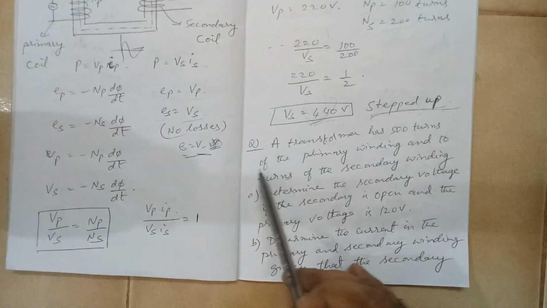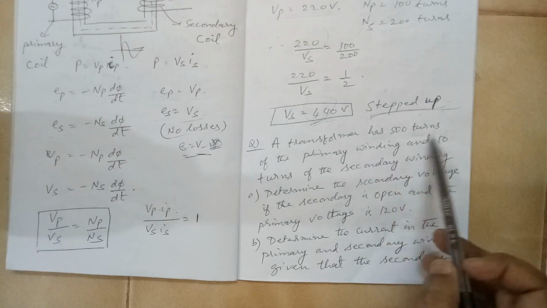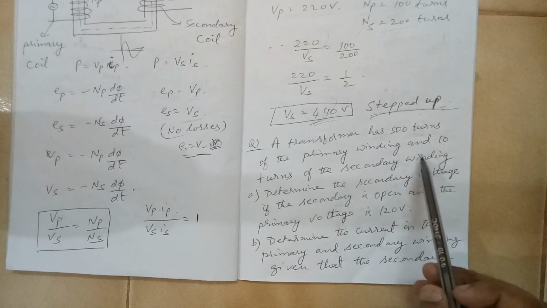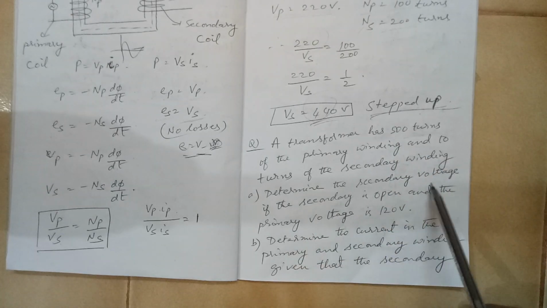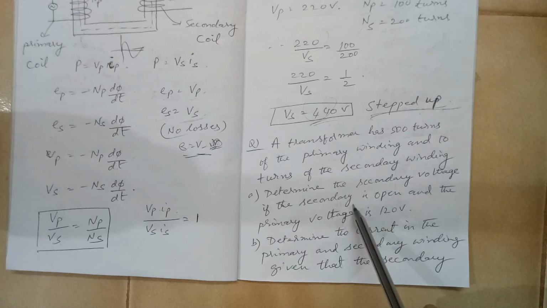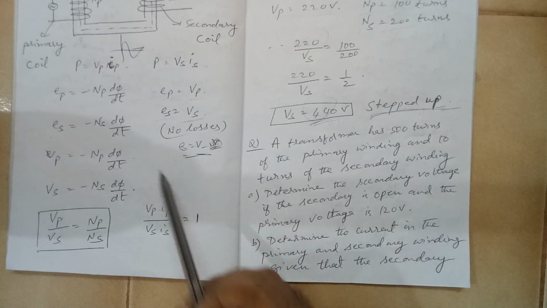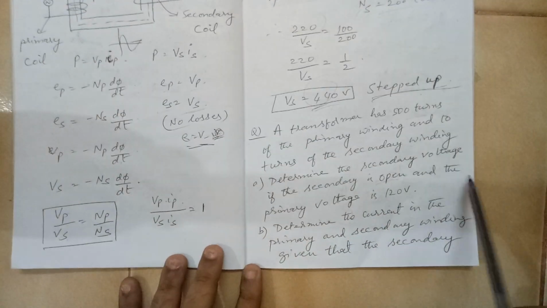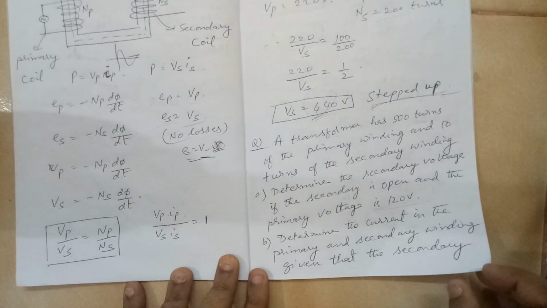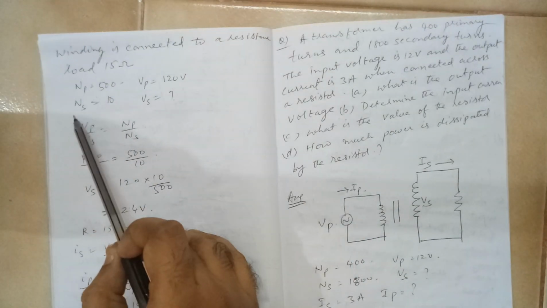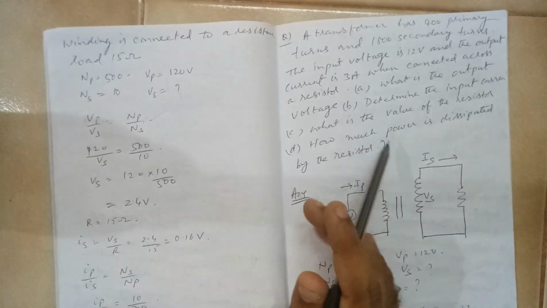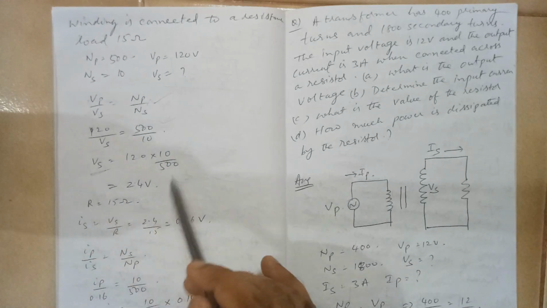A transformer has 500 turns of the primary winding and 10 turns of the secondary. So Np and Ns are given. Determine the secondary voltage if the secondary circuit is open like this. This is called an open circuit, and the primary voltage is 120. So here Np, Ns and Vp are given, Vs we have to find out. So we can use this equation.